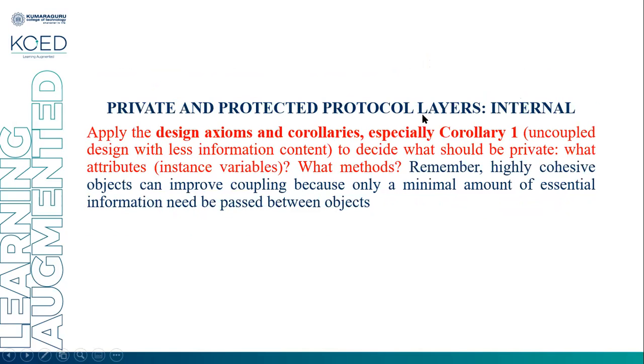Private and protected protocol layers are the internal layer. Apply the design axioms and corollaries, especially corollary 1, uncoupled design with less information content, to decide what should be private, which attribute, instance variable, or method should be declared private. Remember that a highly cohesive object can improve the coupling. If the object is self-sufficient with a lot of internal connections, it needs very little information to be shared from the outside. So a highly cohesive object can improve the coupling because only a minimal amount of essential information needs to be passed between the objects.